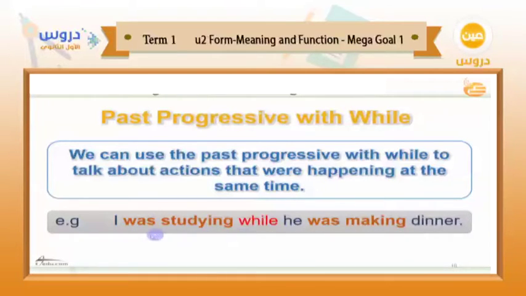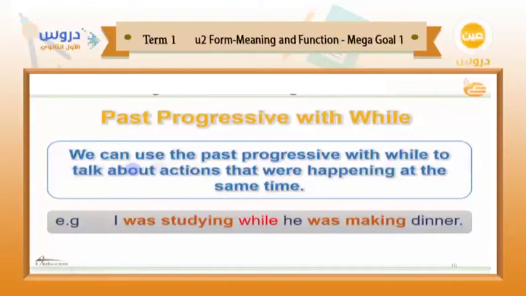I was studying. This is past progressive. I was studying. Actions that were happening at the same time. He was making dinner. But we cannot say it like this. We should add something in the middle. And the something is the word while.